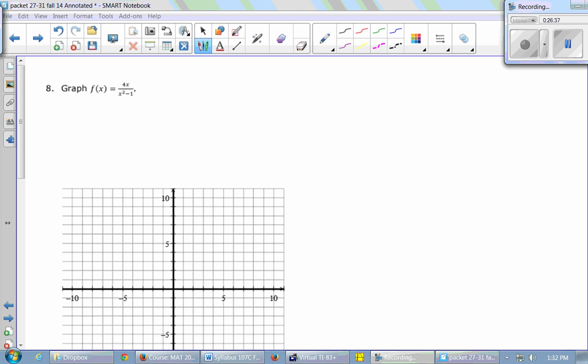All right, I want to graph f of x equals 4x over x squared minus 1. So my first step should be to make sure that this is completely reduced. So I have f of x equals 4x over, I can factor that to x plus 1, x minus 1, but no common factors. Okay, so it's already completely reduced. All right. What do we do next? Symmetry? Symmetry, yeah.